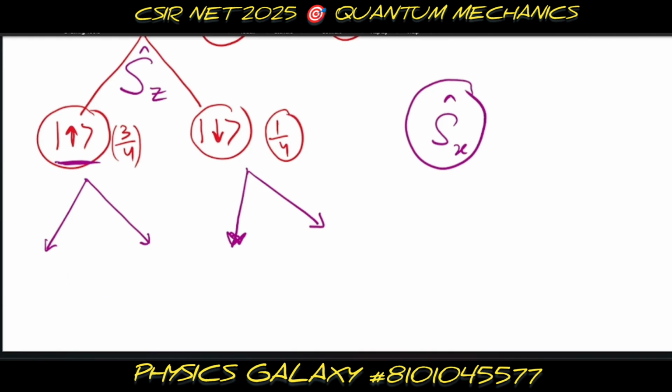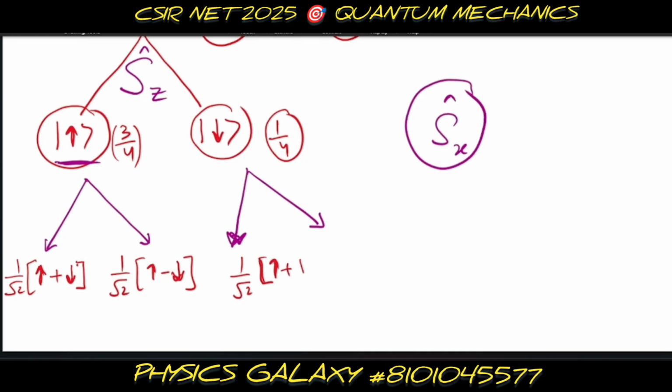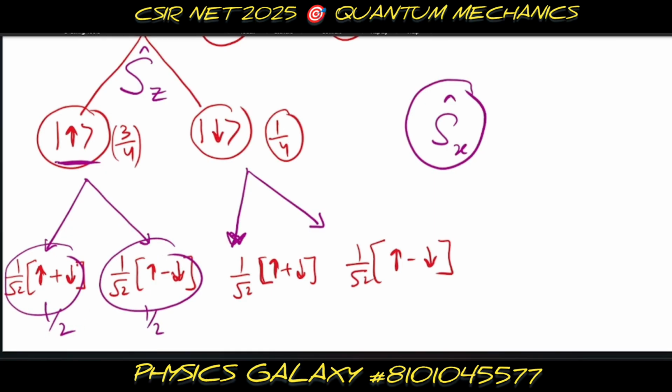So we'll have 1 by root 2 up plus down. So I'm not writing those brackets. Or we'll have 1 by root 2 up minus down. Similarly, in this case, we'll have 1 by root 2 up plus down, or 1 by root 2 up minus down. Okay. Now probability of this will be half, probability of this will be half, so they will be equally probable. So similarly half for this and half for this.